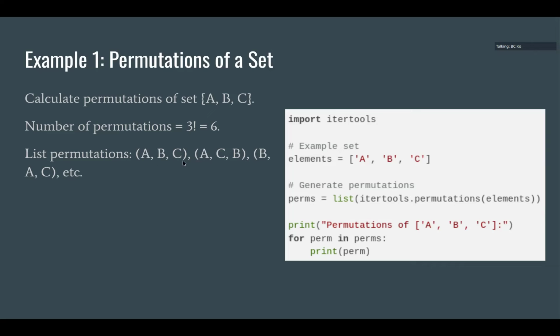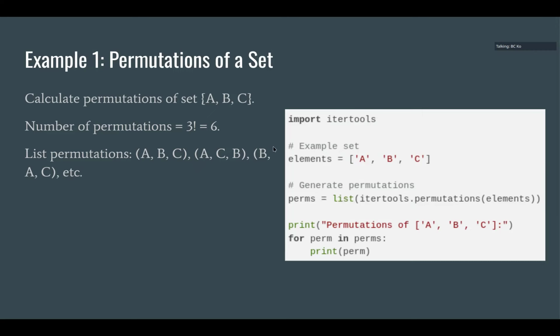If you want to do this in code, you can import the itertools module and then define a list, and you can generate all possible permutations of this list using itertools permutations, and this returns an iterator, so you want to convert the iterator to a list, then you can print each permutation by looping through the list of permutations.